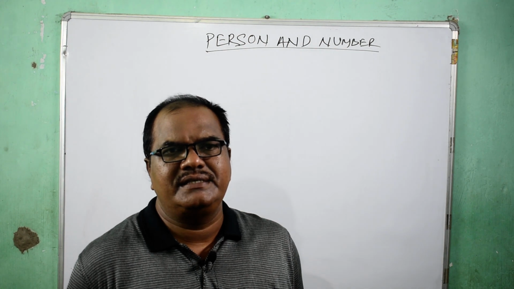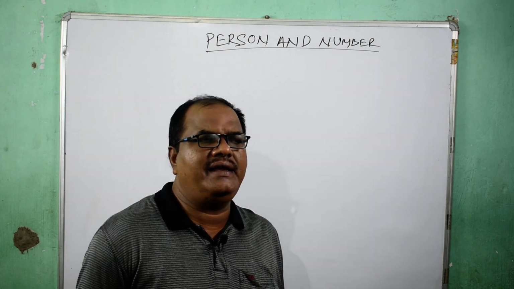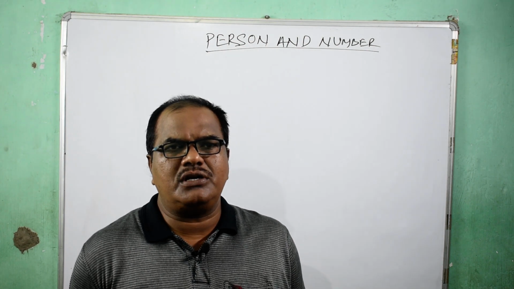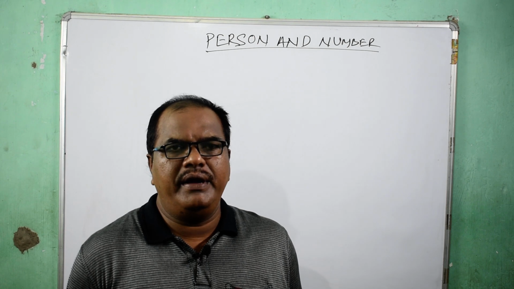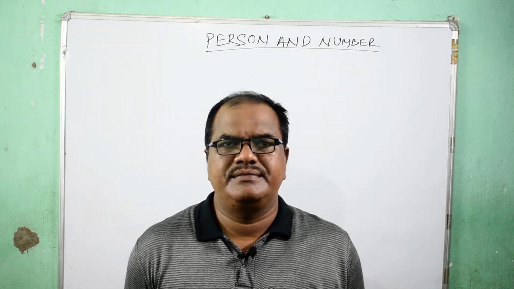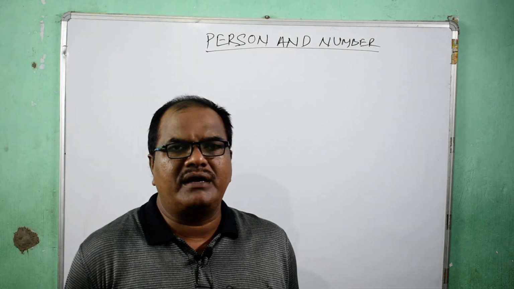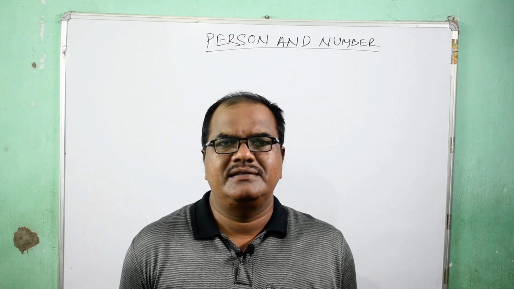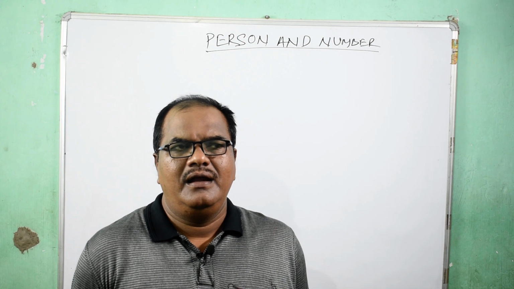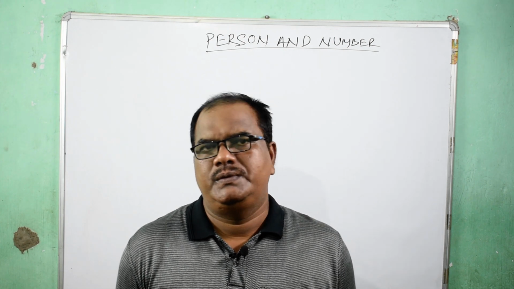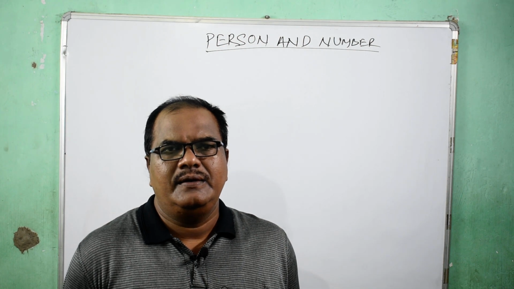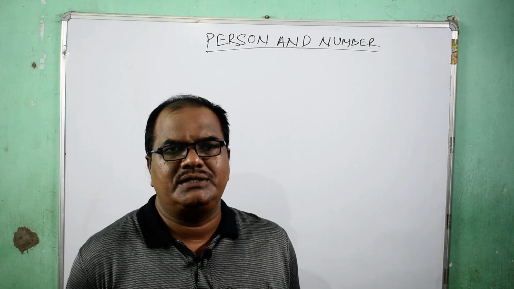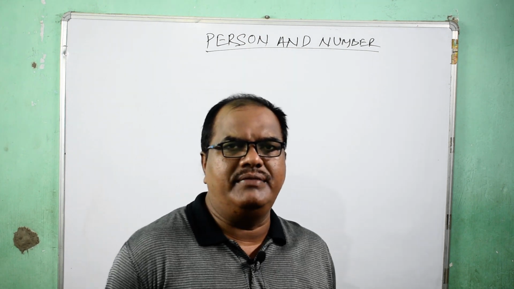Today's lesson is person and number. It is very important to remember that person and number play a very important role in the English language. Most students make mistakes while writing and speaking English only on these two categories of English grammar. Let us start the lesson, person and number.